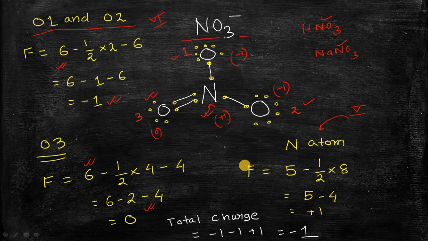Now as I have told you, if you want to calculate the total charge on the whole atom or whole molecule, you have to take the summation of all the individual formal charges. So what will be the individual formal charges? That is -1 and -1, then for this +1. So the total charge is equal to -1. So this is the total charge on this ion.